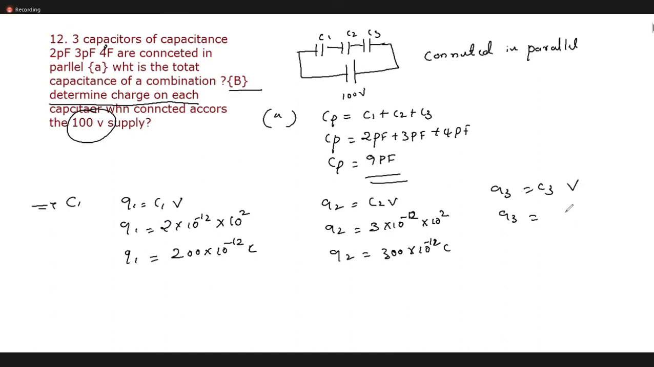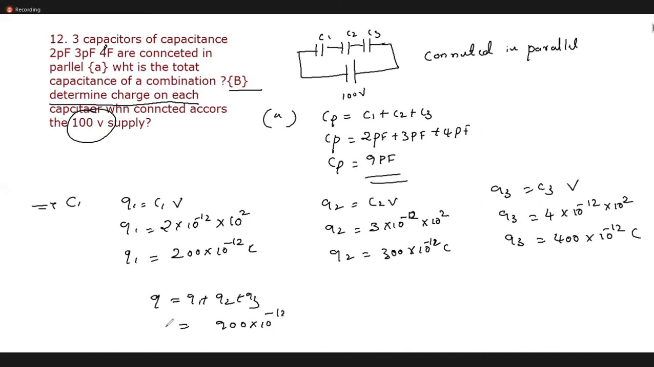Then what is the total charge on the combination? We have to add Q1 plus Q2 plus Q3. It will be 900 into 10 to the power of minus 12 coulomb. Check it once again. Yes, 900 only: Q1 plus Q2 plus Q3, so 200 plus 300 is 500, plus 400 is 900 into 10 to the power of minus 12 coulomb. Q net.